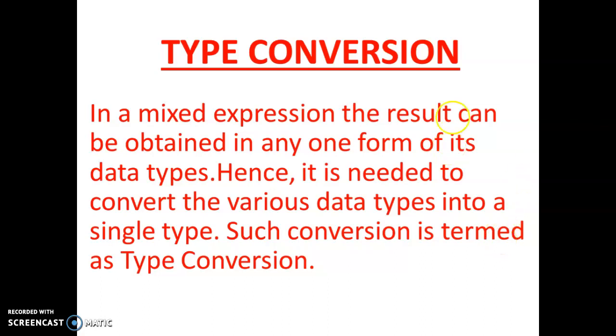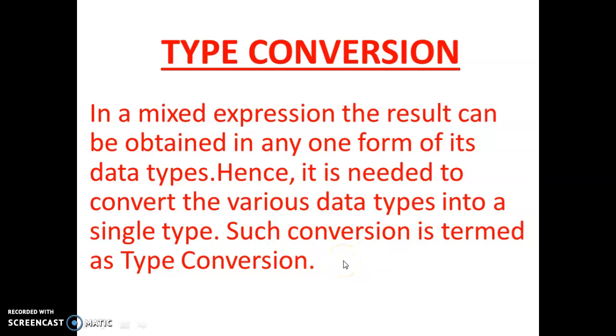In a mixed expression, the result can be obtained in any one form of its data types. Maybe in the expression different types of data are there, but when you get the result it must be a certain data type. The result should not be a mix of data types. Result may be in float, maybe in integer, maybe in double. So one type of result we want. Hence, it is needed to convert the various data types into a single type. Such conversion is termed as type conversion.